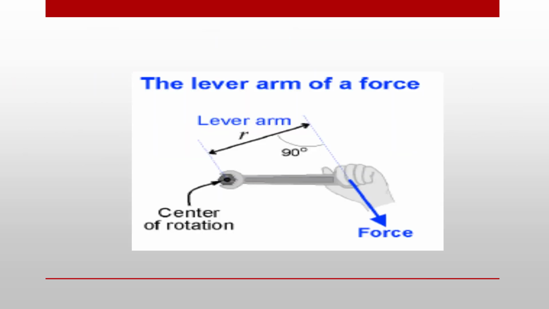The lever arm of a force, again the same thing: if the force is applied at some angle, as in the case of the spanner, then we extend this force and drop a perpendicular from the axis of rotation to this line of action of force. That will give us the lever arm.